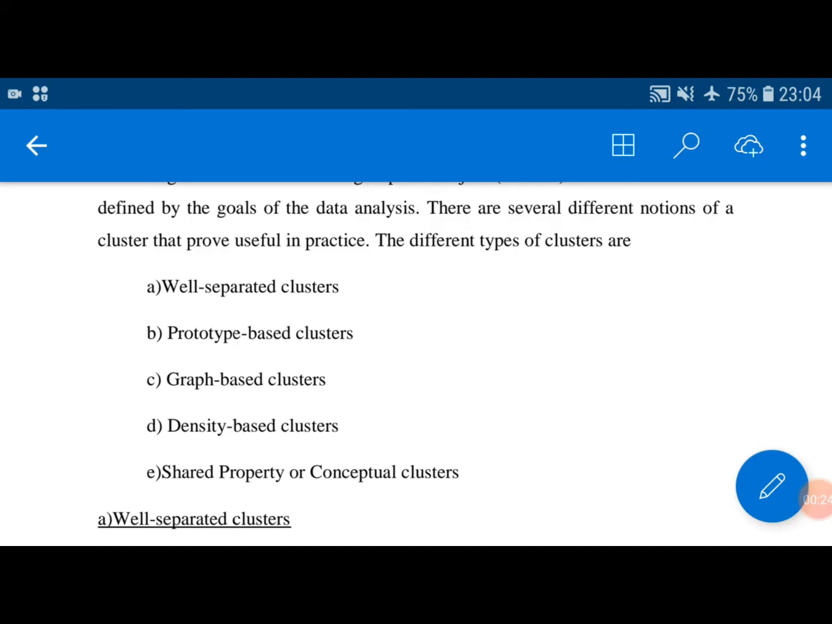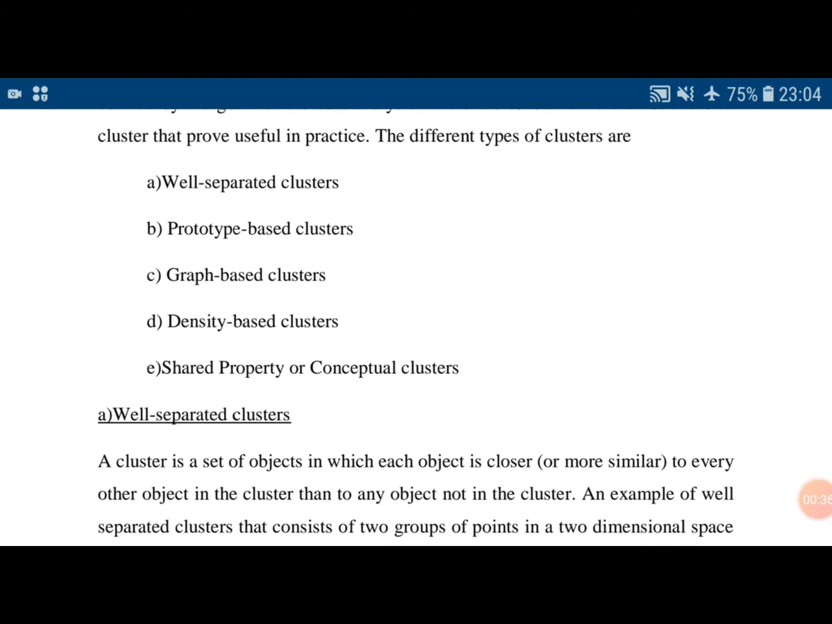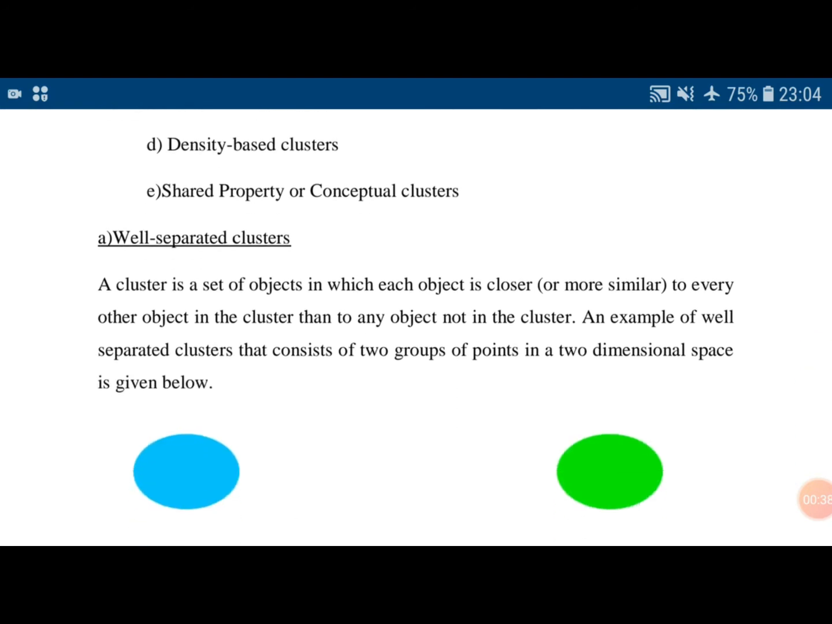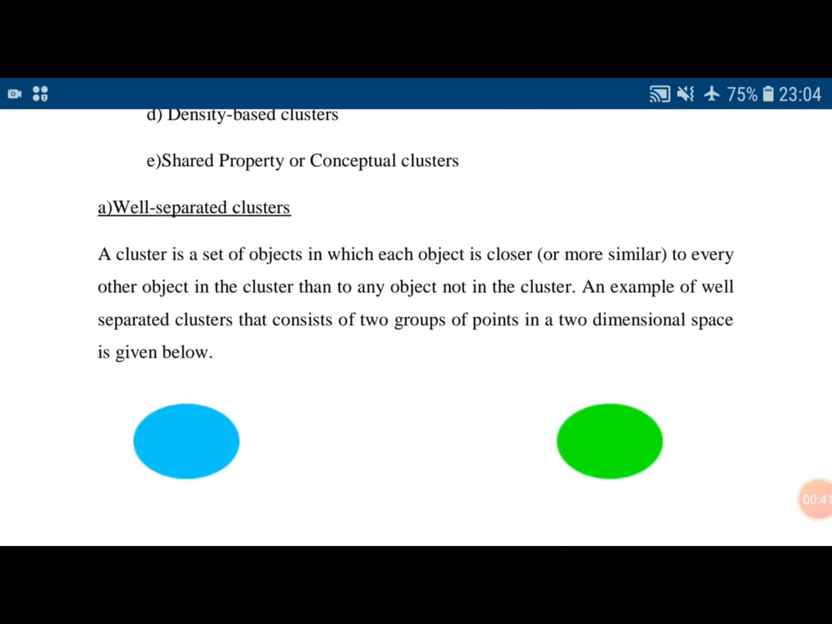First one, well separated clusters. Second one, prototype based clusters. Third one, graph based clusters. Fourth one, density based clusters. Next one, fifth one, shared property or conceptual clusters. So first we will see what is meant by well separated clusters.